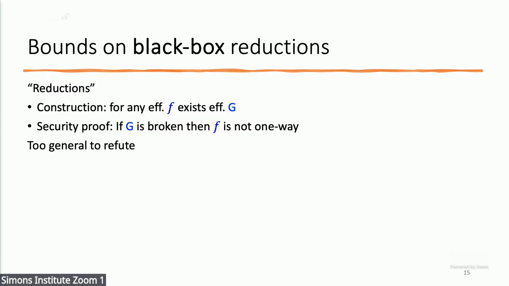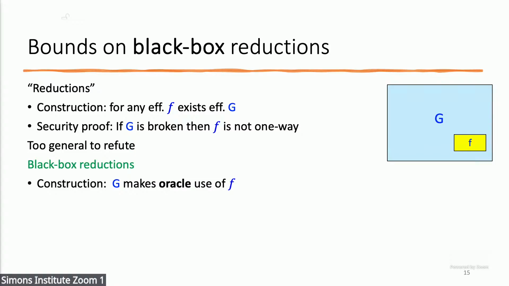But the problem is it's too general to refute. Again, our goal now, because we failed to give a better construction, is to prove there is no such construction or reduction, and this is too general to try. So rather, starting from Impagliazzo and Rudich in '91, we refute the existence of black box reductions. These are a restricted type of reduction.